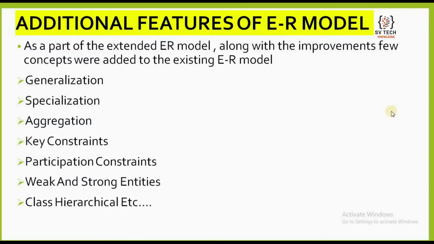Additional features of ER model. As a part of the extended ER model, along with the improvements, few concepts were added to the existing ER model. Those are generalization, specialization, aggregation, key constraints, participation constraints, weak and strong entities, class hierarchies, etc.